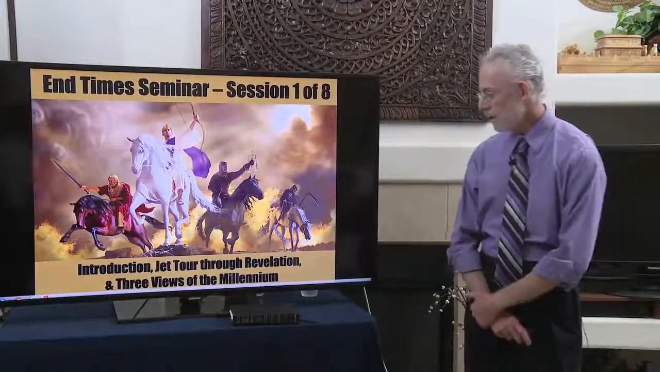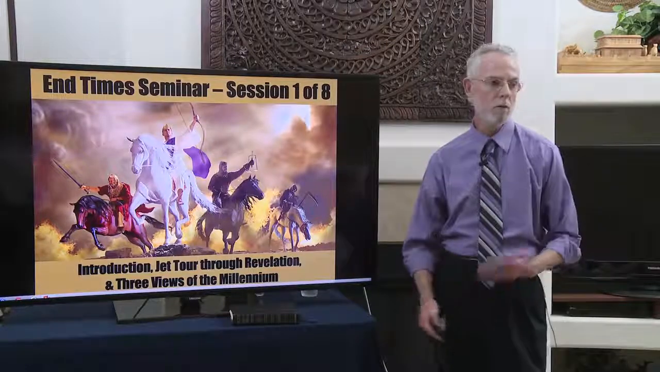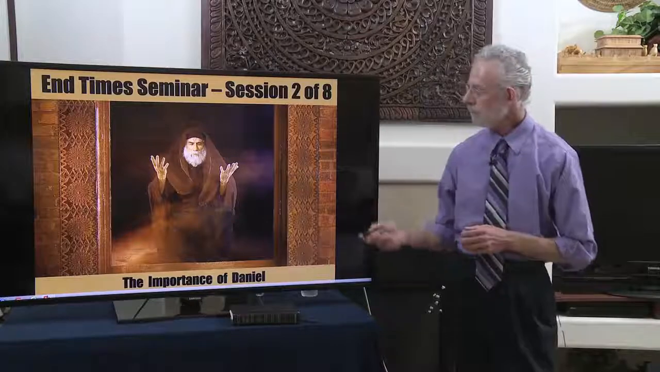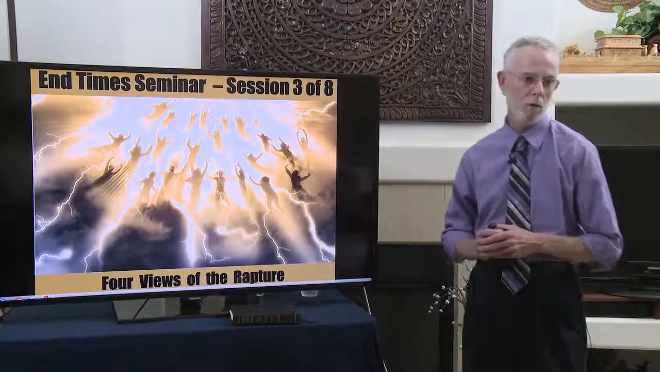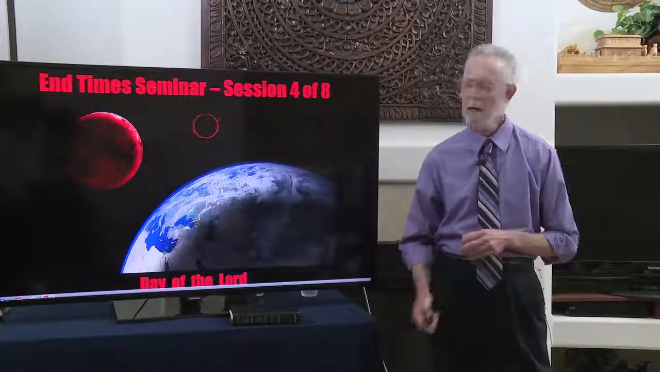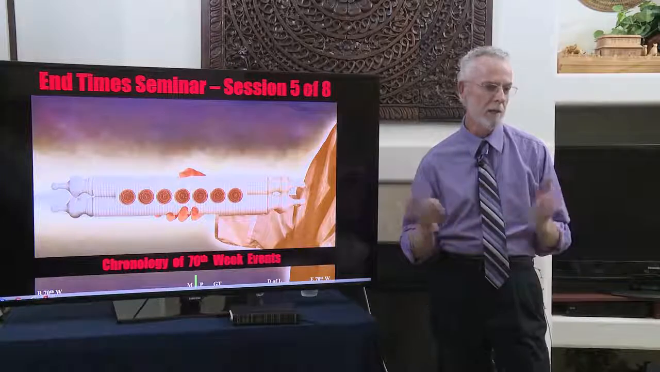In session 1, we did an introduction to the end times. We took a jet tour through the book of Revelation, and we looked at 3 views of the millennium. In session 2, we talked about the importance of the book of Daniel. In session 3, we looked at 4 views of the rapture. In session 4, we talked about the day of the Lord. And last session 5, we did a chronology of events from the 70th week.